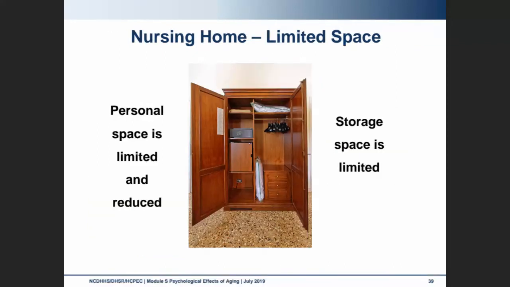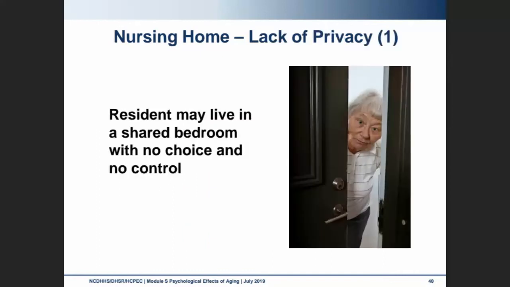Life in the nursing home is also very limited in space. Personal space is limited and reduced to a few square feet around the bed, and storage is limited. The resident may live in a shared bedroom with no choice of roommate and no control over who stays in the other bed. It could be someone who is dying. It could be someone who is confused. And oftentimes it's a series of roommates.